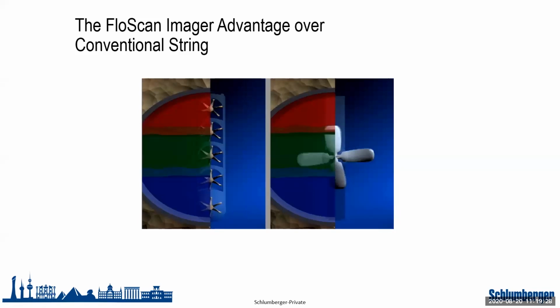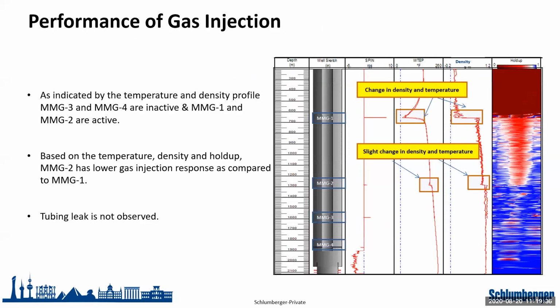Fine. Now that I have shown you or given you a taste of what production logging is, I will show you some examples of real logs. So we say that we can apply production logging also for diagnostics. In this case, this customer wanted to understand which gas lift mandrels are active.